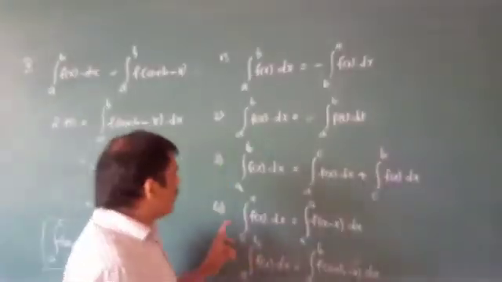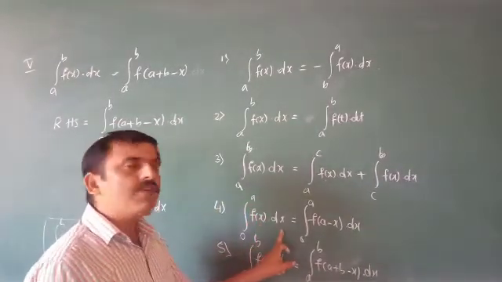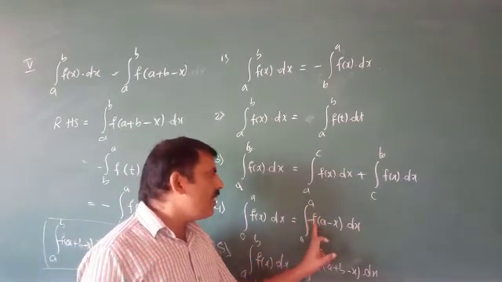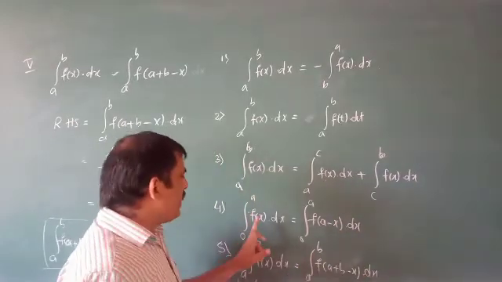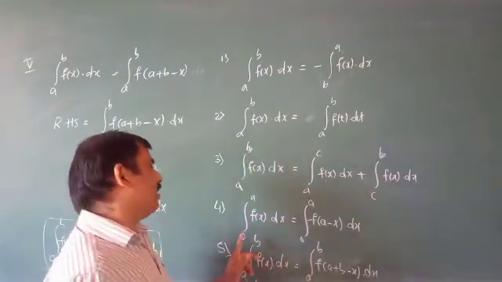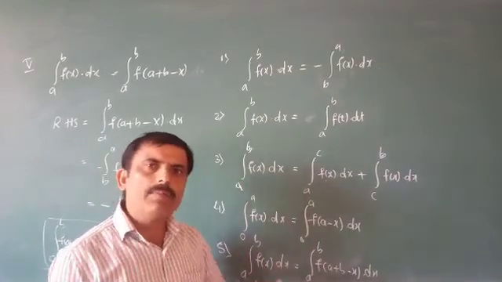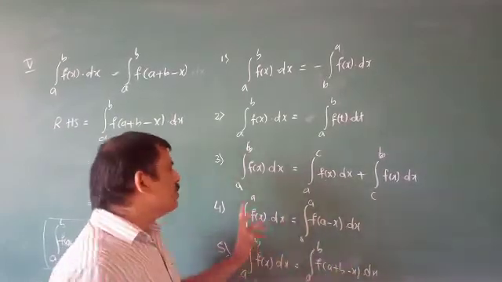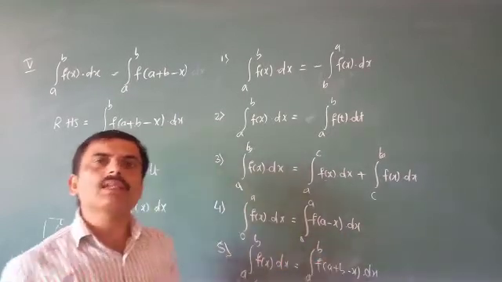Understood? The fourth property says that the integral of 0 to a of f of x with respect to x can be written as the integral of 0 to a of f of a minus x with respect to x. That is, x is replaced by upper limit minus x, provided that the lower limit must be 0. If the lower limit is 0, the value of the integral of f of x with respect to x equals that with f of a minus x.